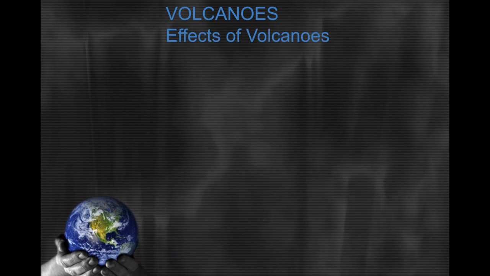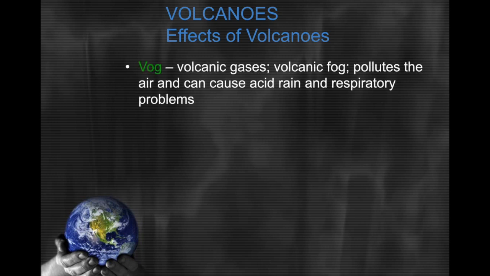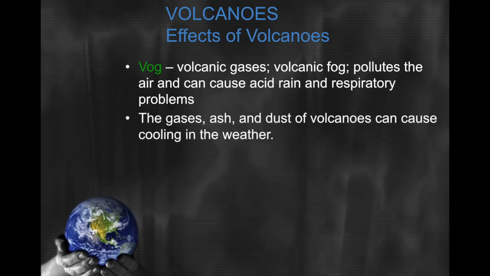And these volcanoes have lots of effects, okay? So we have VOG, which is kind of like fog, but it's volcanic fog. So it's volcanic gases that pollute the air and can cause acid rain, which is rain that has a very, very, very bad environmental toll that it takes, okay? So acid rain can kill plants and animals, and this can also cause respiratory problems in animals and humans. So the gases, ash, and dust of volcanoes can cause cooling in the weather.